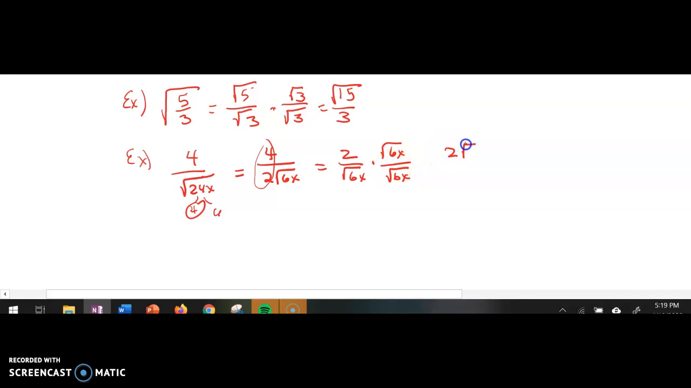And so then I'm going to have 2 radical 6x over magic trick plain old 6x. And so then the 2 and the 6 are both outside the radical, so I can simplify that. 2 goes into that 1, 2 goes into that 3, so then my final answer is going to become square root of 6x over 3x.